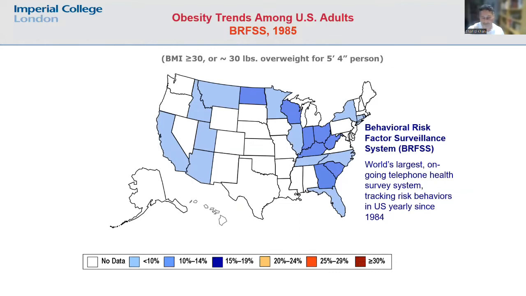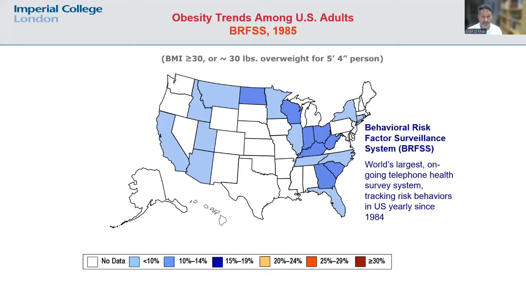Some of you may have seen this before. It's quite visually impressive, and it shows the obesity trends amongst US adults between 1985 and the end of the last century. Just to give you an idea of the obesity rise that has happened in the US and pretty much every other country.